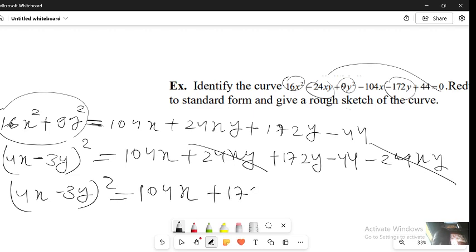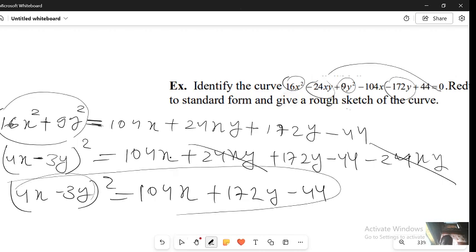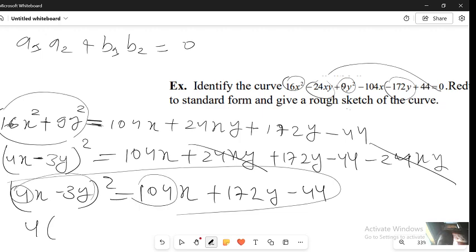Now I have to check if these two straight lines form a right angle. To determine if they form a right angle, we have a1 multiplied by a2 plus b1 multiplied by b2 equal to 0. This one is my a1, 4, multiplied by 104, which is my a2, plus b1, which is minus 3, multiplied by 172.